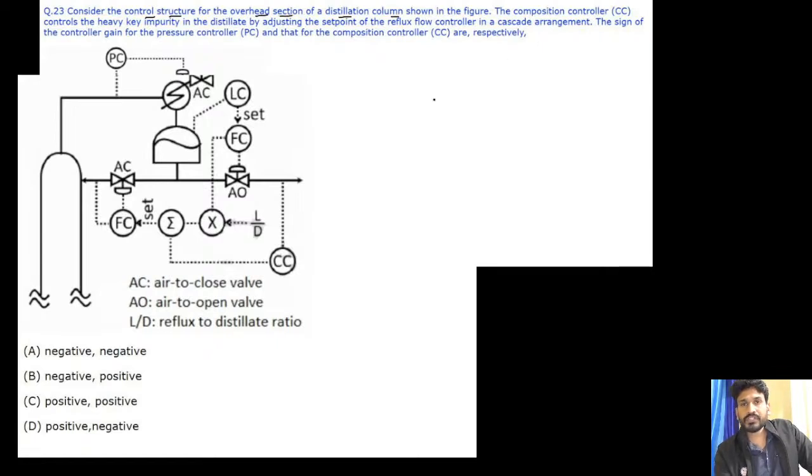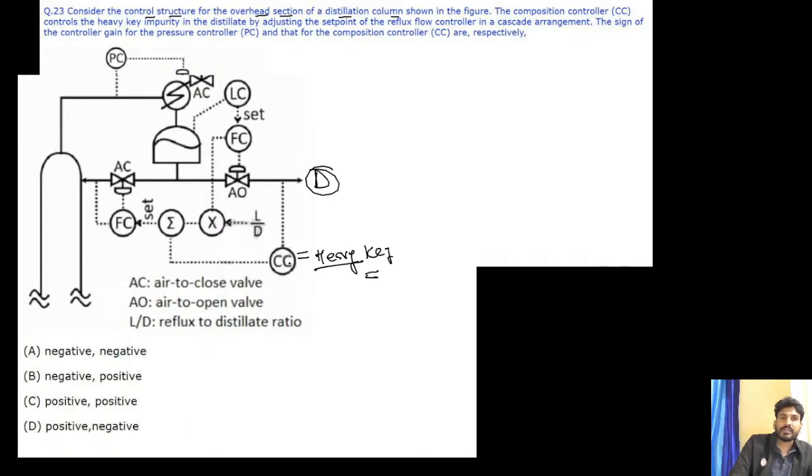ठीक है, the composition control CC controls the heavy key impurity in the distillate. Okay, in the distillate, right? This is the distillate. By adjusting the set point of the reflux flow controller, है ना, यहां से सिग्नल गया है आपका और ये फ्लो कंट्रोलर है, इसका सेट पॉइंट विद द हेल्प ऑफ सीसी चेंज हो रहा है. The sign of the controller gain for the pressure control PC and that of composition control CC.